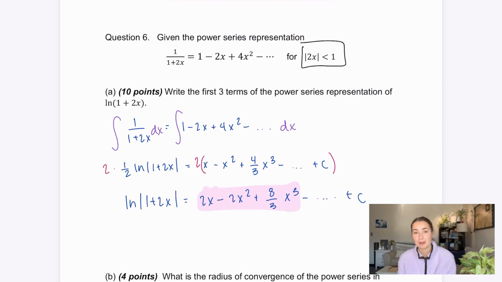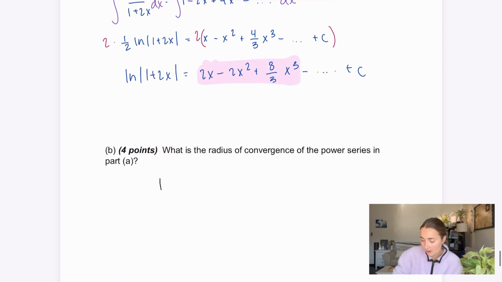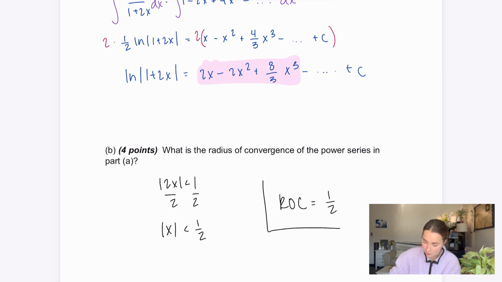When you integrate or differentiate, it's not going to change the x values for which it converges. So here we have 2x minus 1. What I need to do is get x all by itself, so I'm going to divide both sides by 2. The absolute value of x is less than 1/2. So our radius of convergence is indeed equal to 1/2.